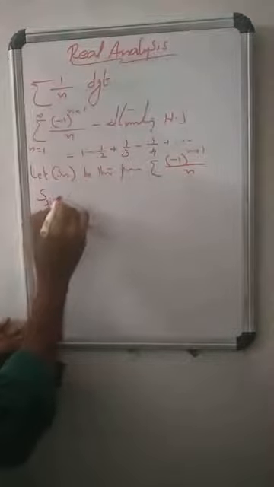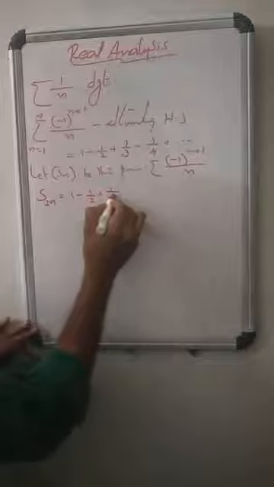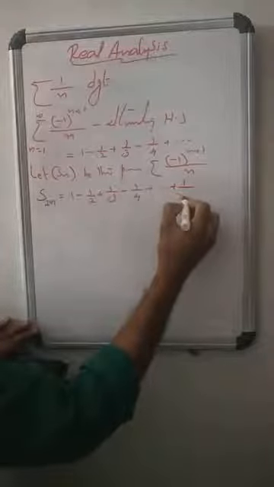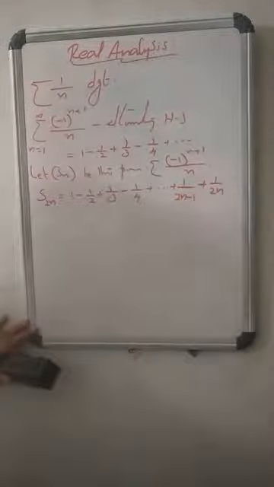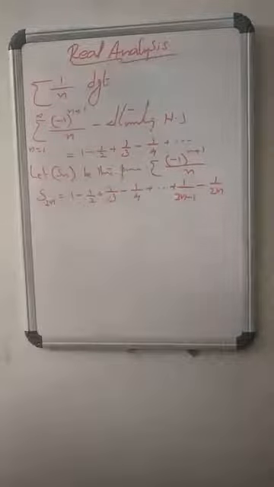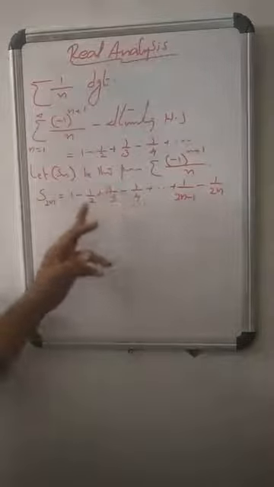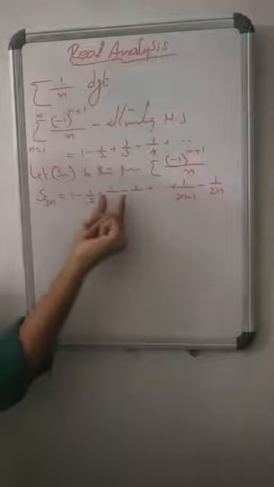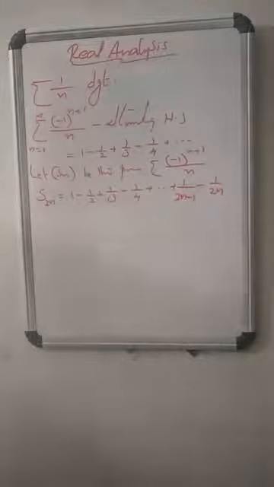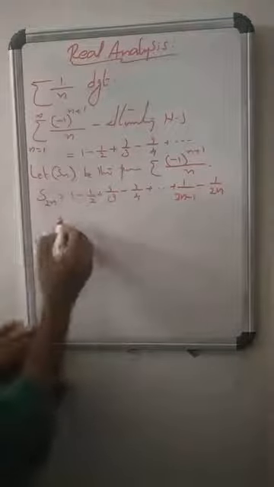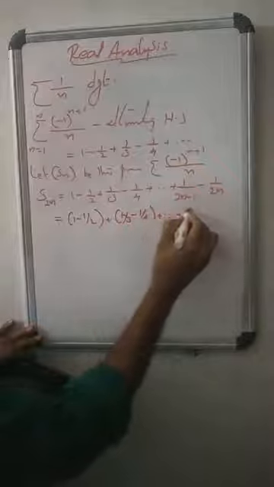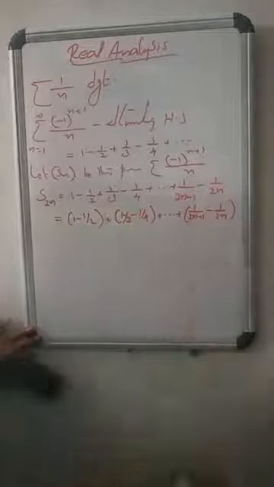Then what about S2n? S2n equals 1 minus 1 by 2 plus 1 by 3 minus 1 by 4 plus etc. plus 1 by 2n minus 1, minus 1 by 2n. The terms with odd denominators are positive and the terms with even denominators are negative. So S2n is this one. You can associate S2n as 1 minus 1 by 2 plus 1 by 3 minus 1 by 4 plus etc. plus 1 by 2n minus 1, minus 1 by 2n. Okay?